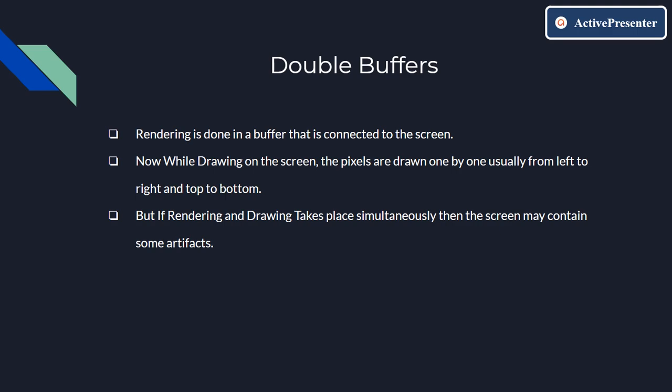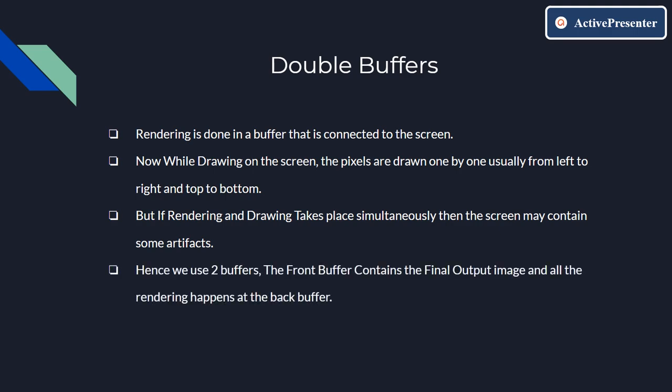So to tackle these problems, we use the concept of double buffers. Basically, we use two buffers in place of one buffer. The front buffer, or the first buffer, contains the final output image, and all the calculation happens in the second buffer, or the back buffer. Now, as soon as all the rendering is finished, we swap the front buffer with the back buffer. Is it okay? So, now let's get into the programming part.